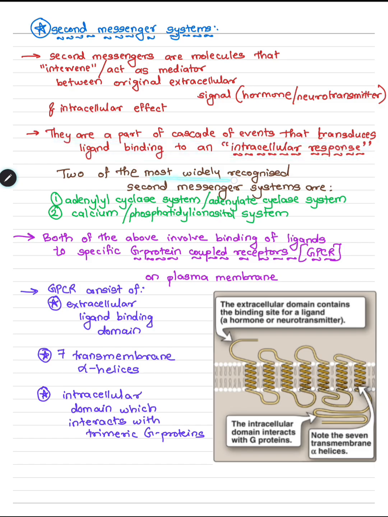The two most widely recognized second messenger systems are the adenylyl cyclase (or adenylate cyclase) system and the calcium phosphatidylinositol system. Both of these involve ligands binding to specific G protein coupled receptors, or GPCR, on the plasma membrane. A G protein coupled receptor consists of an extracellular ligand binding domain, 7 transmembrane alpha helices, and an intracellular domain which interacts with trimeric G proteins.